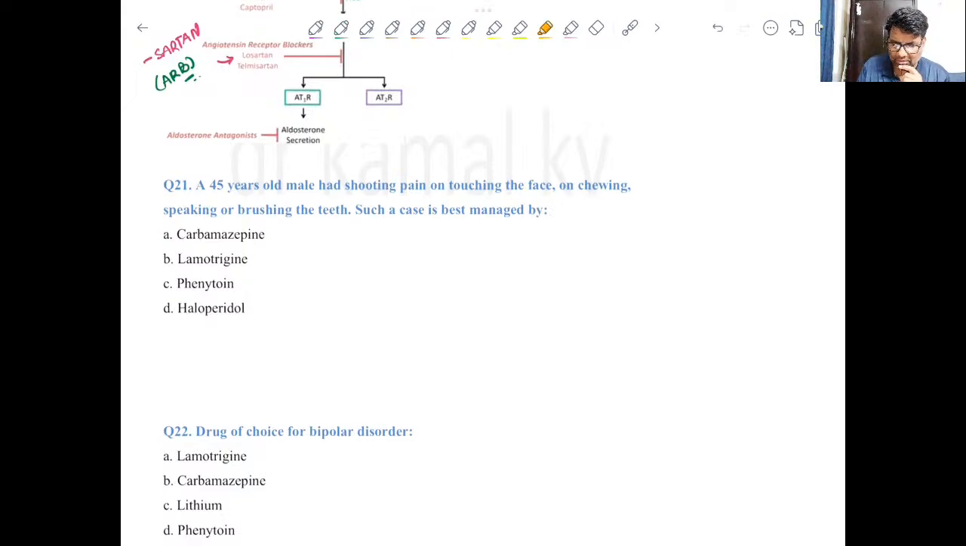A patient has shooting pain on touching the face or chewing, speaking, or brushing the teeth. Now what is this condition? Shooting pain on chewing. So this shooting pain on the face, actually, on chewing, speaking, or brushing the teeth. Now what is this condition actually?